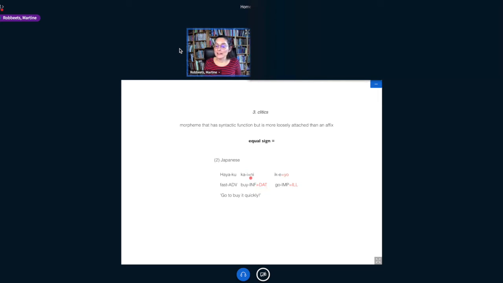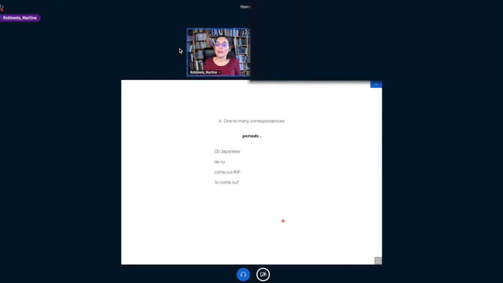And then DAT, that comes from dative. The ni is a little word that gives the direction or the intention, and therefore we call it a dative. And this ike imperative is followed by an illocutionary particle, yo, and that's why we abbreviate it here by IL. And then we have the meaning.